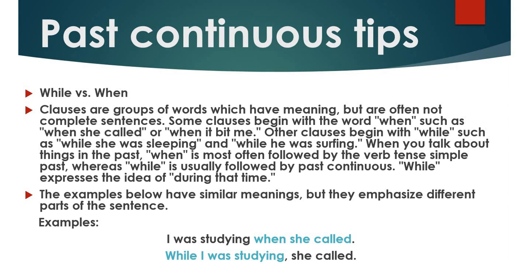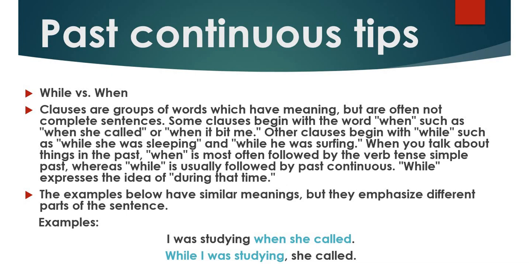For the past continuous tips, we have while versus when. The clauses are groups of words which have meaning, but are often not complete sentences. Some clauses begin with the word when, such as when she called or when it bit me. Other clauses begin with while, such as while she was sleeping and while he was surfing.